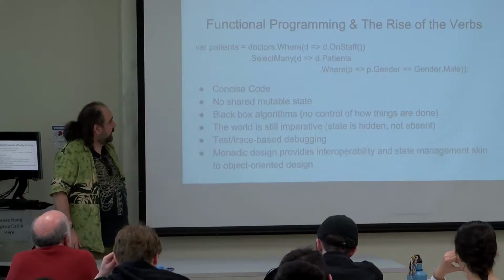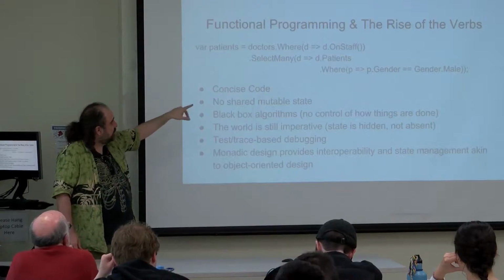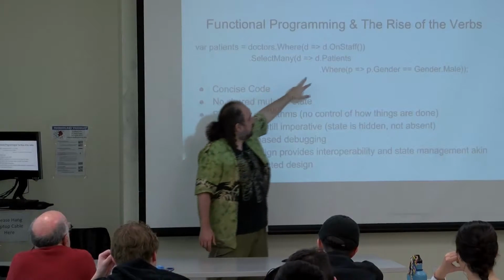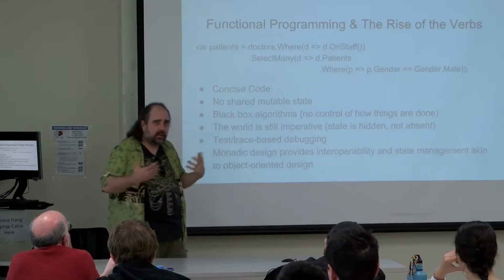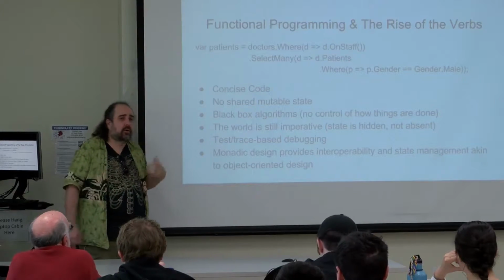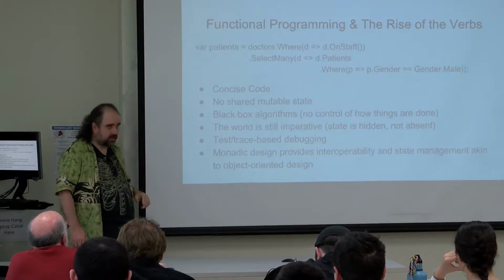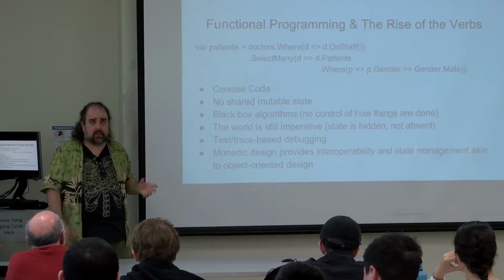There's no shared mutable state here. Now, like I said, in C# there can be. These lambdas can talk to global mutable state, and things could happen. But in a pure functional language like Haskell, you wouldn't be able to do that.